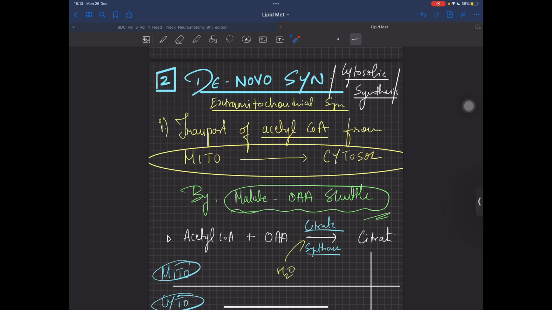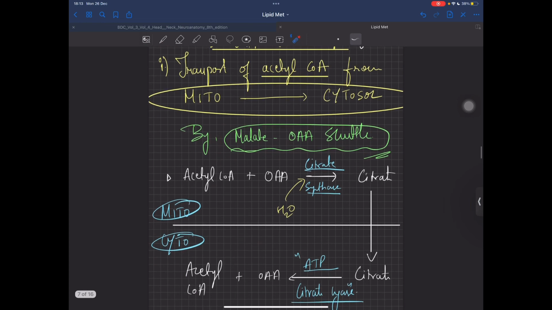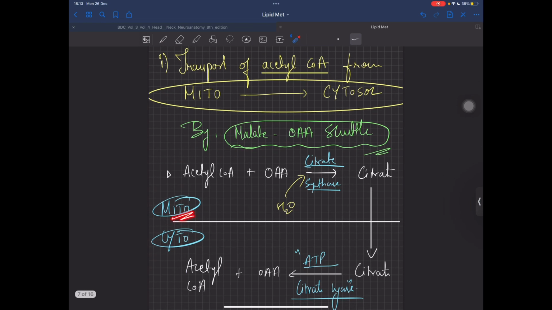Now, the major sites are primarily the liver, mammary gland, and a small amount in adipose tissue. The starting material is acetyl CoA. As we know, acetyl CoA is majorly in the mitochondria, so it has to be brought back into the cytosol so that fatty acid synthesis can occur. This is brought about by the malate oxaloacetate shuttle, where in the mitochondria, acetyl CoA reacts with oxaloacetate in the presence of citrate synthase to form citrate.